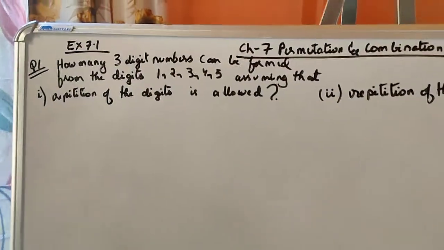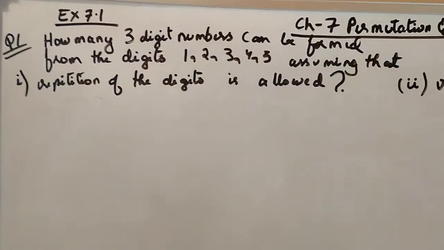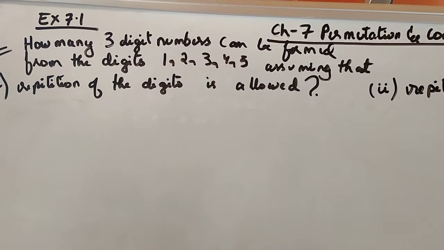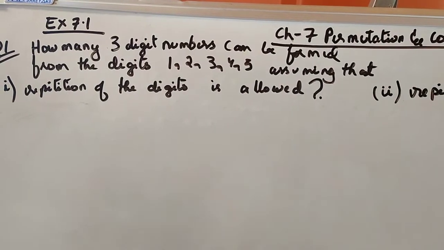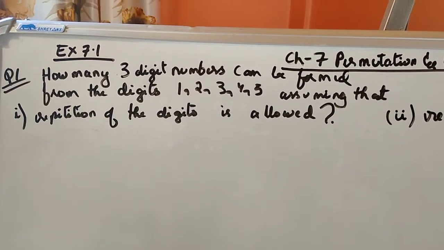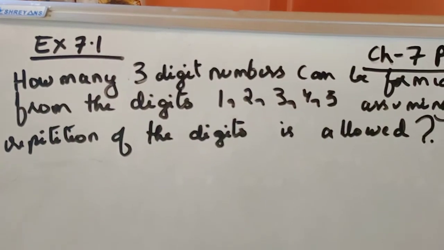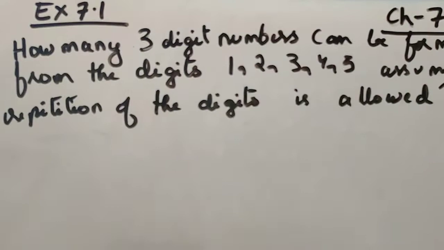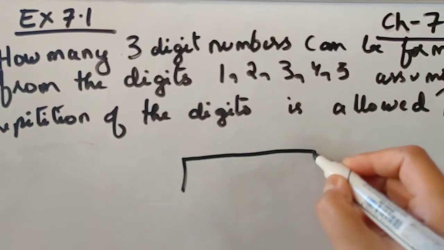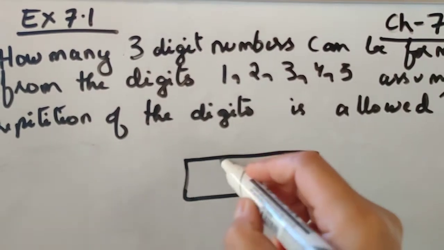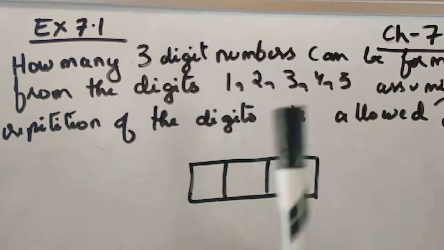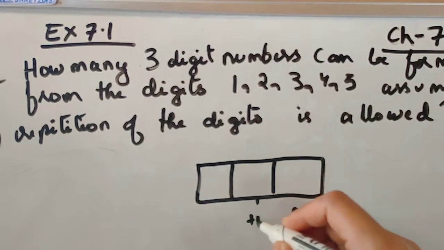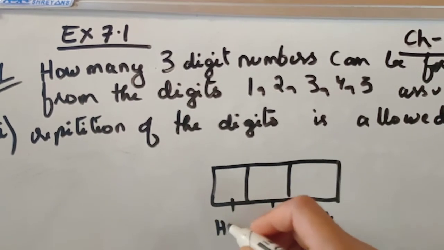So this is the first question of exercise 7.1. How many 3-digit numbers can be formed from the digits 1, 2, 3, 4, 5, assuming that repetition of the digits is allowed? That means we have to form 3-digit numbers using these numbers. Firstly, make a box. For a 3-digit number you need 3 boxes. This is your 1's place, this is your 10's place, this is your 100's place.